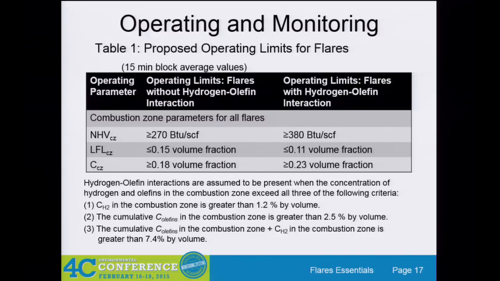But to make things even more complicated, they decided to throw in this hydrogen-olefin interaction. We were talking about the propylene hypothesis, where you have this degradation of combustion efficiency a little bit earlier. They've now kept that concept going by giving you higher, more stringent numbers to reach. You have to meet all three of these conditions before you're considered a high olefins flare.